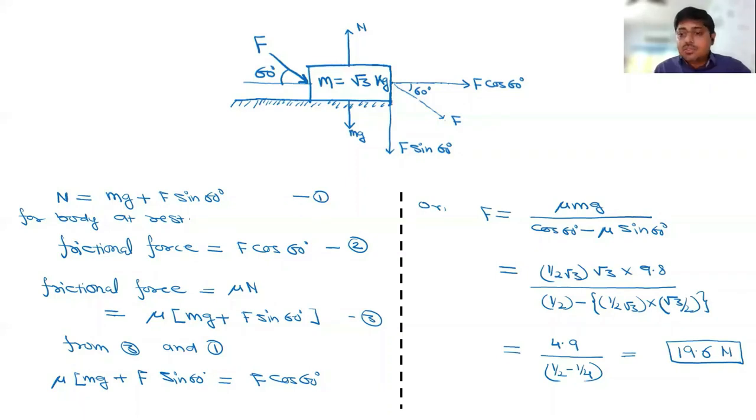So this is the value of force that we are applying here at this angle on this body, and under this force the body still remains at rest because there is a frictional force that is acting in the opposite direction. So our final answer here is 19.6 Newton. That is the value of the applied force. Now we move to the next problem.